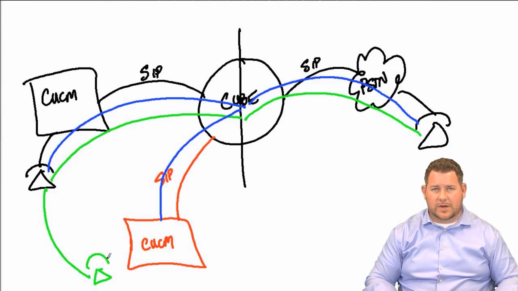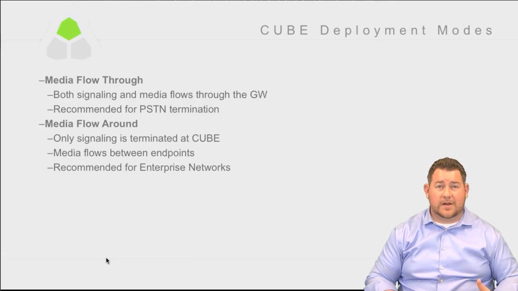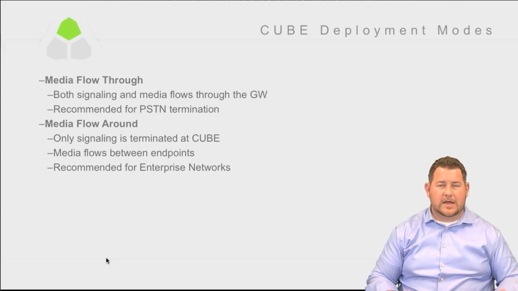So that's maybe what you would want to use in an enterprise scenario. And that's what I have here in the slides as well: the signaling and media flows through the gateway, and it's recommended for PSTN termination here. And then when media flow around is used, it's recommended for enterprise networks because you know about all the other endpoints. You theoretically will probably have secure access to those endpoints anyway somehow. You're behind some kind of firewall or network protection or something. So the media will flow between endpoints in that case.